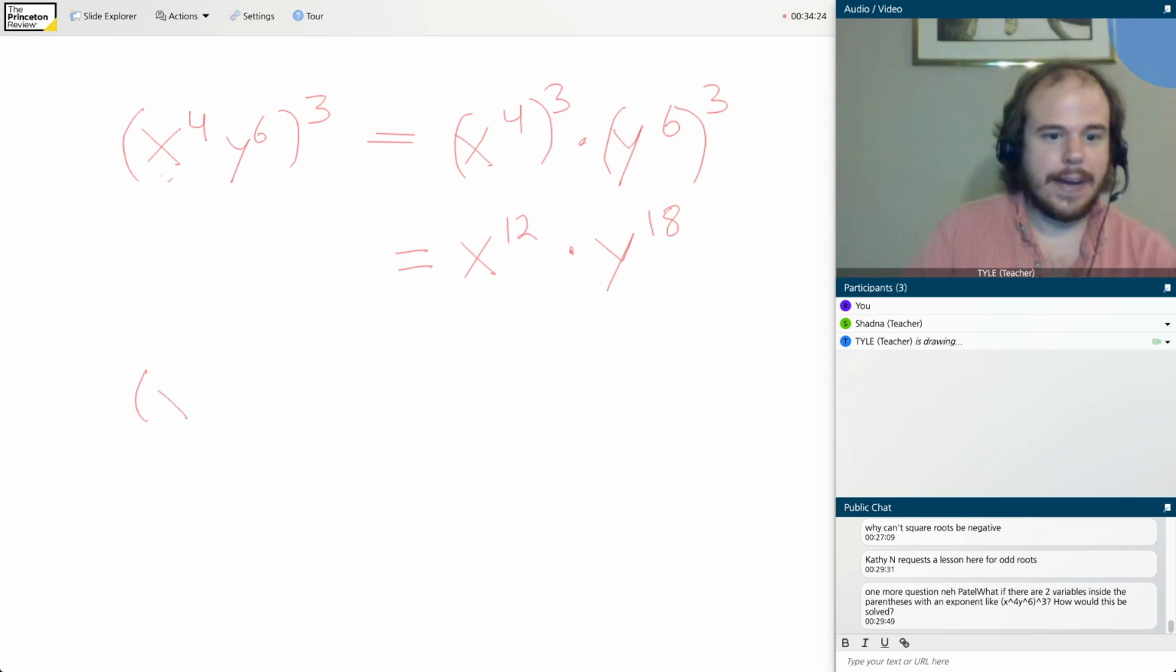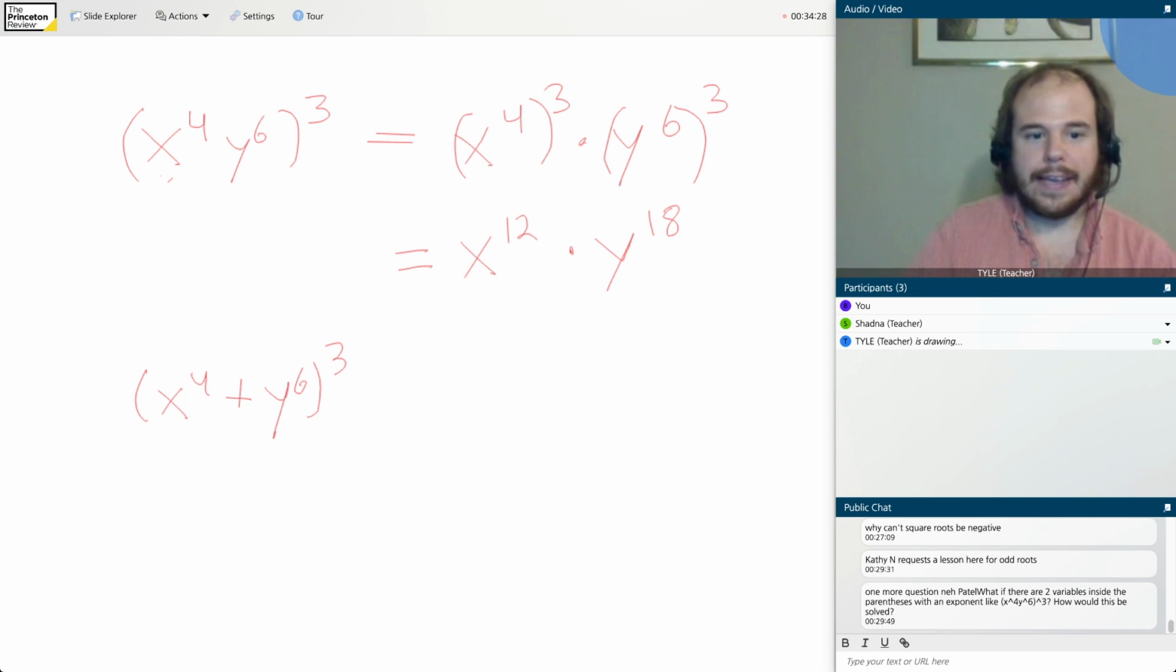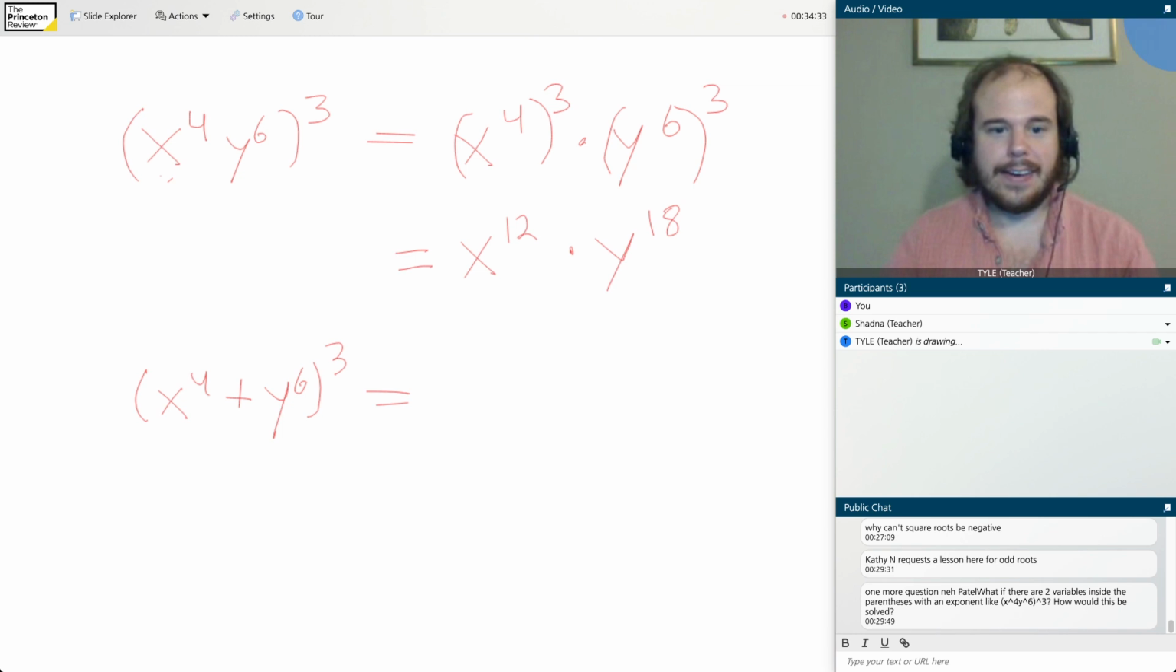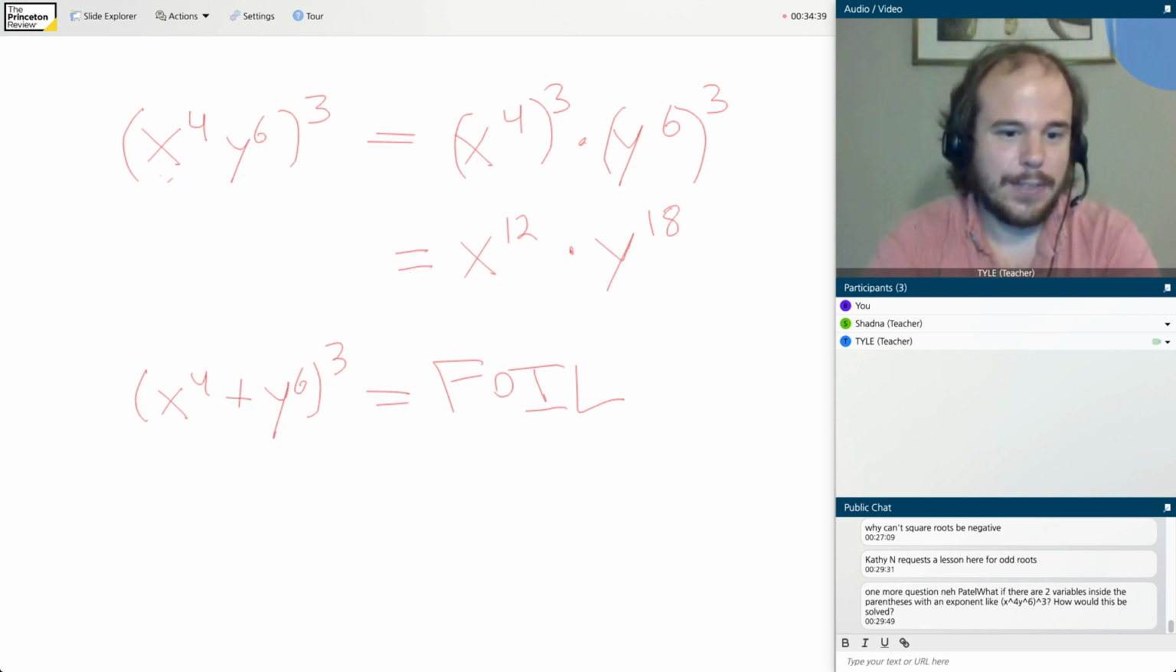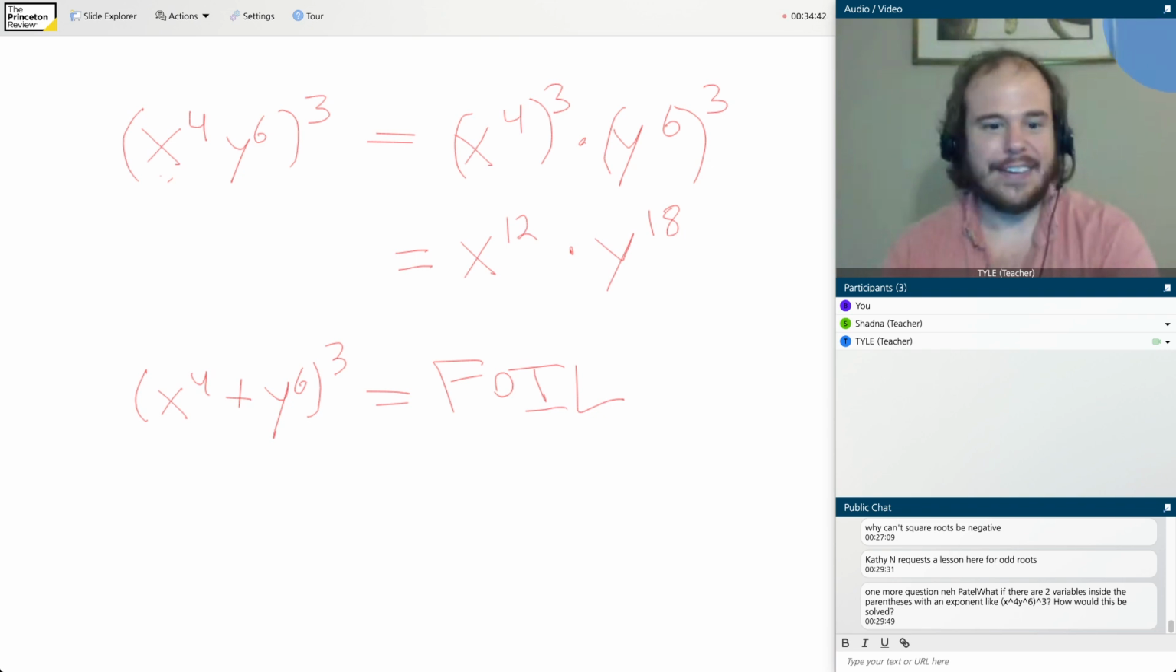In case you were asking about something like this, if we're adding here, we cannot just distribute normally. We'd have to FOIL it out, which is a separate topic. And we'd have to multiply out all of these terms, and it would get kind of messy.